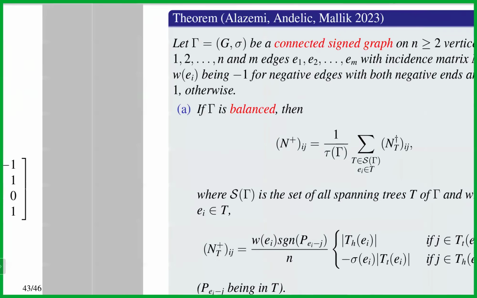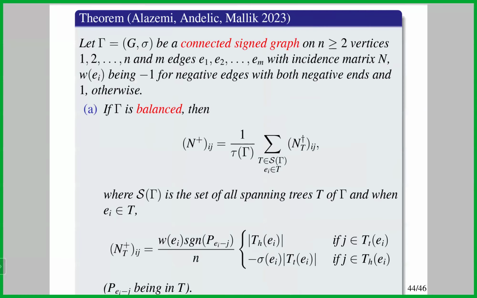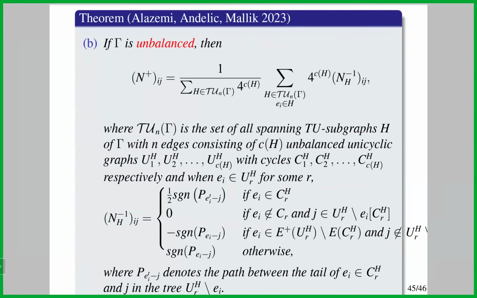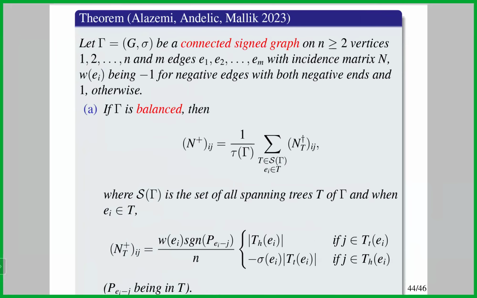And then this is a big general result. If you have a connected signed graph, no matter balanced or unbalanced, because you'll have two cases, and you take any incidence matrix N, we have a combinatorial formula for the entries of N plus. So this is a big result. I have two slides, so I'll start with the first slide. Case one is if gamma is balanced.